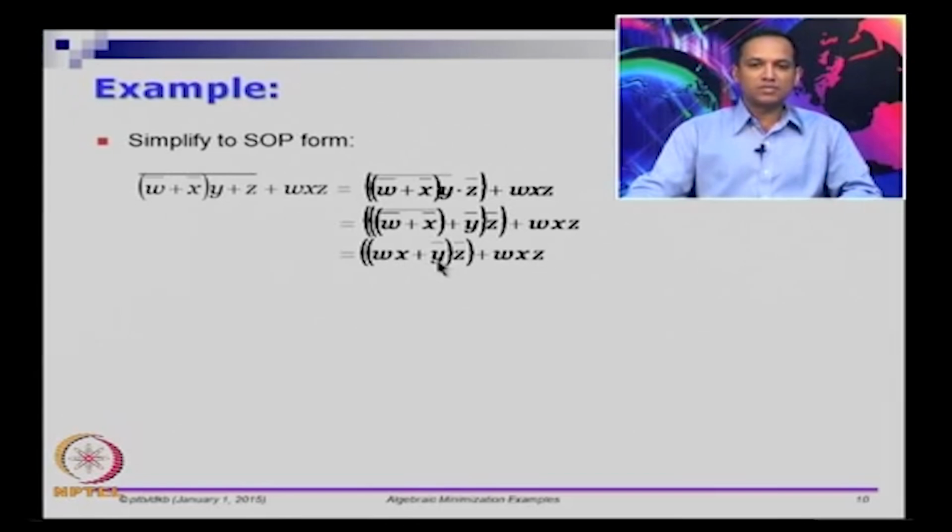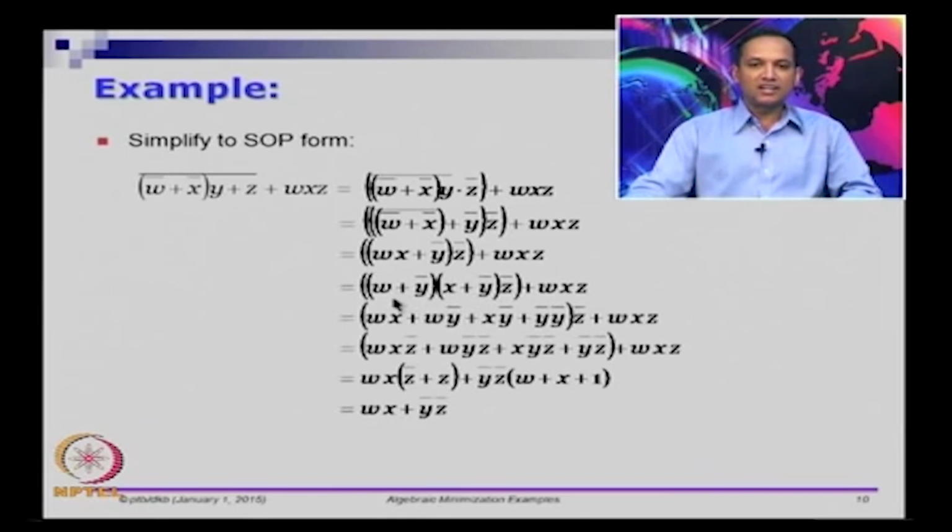So we have wx plus y bar into z bar plus wxz. We can rewrite wx plus y bar as w plus y bar into x plus y bar, into z bar, we already have that, plus wxz. So at this point, from here you can branch off and do something completely different, you may end up with the same result, but here I am trying to reinforce a few ideas.